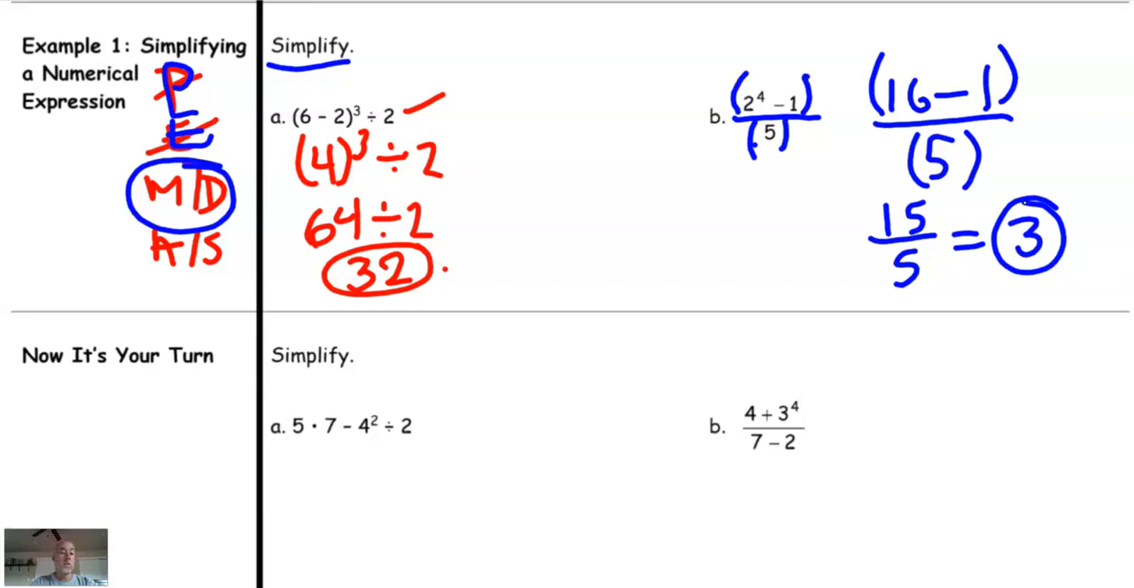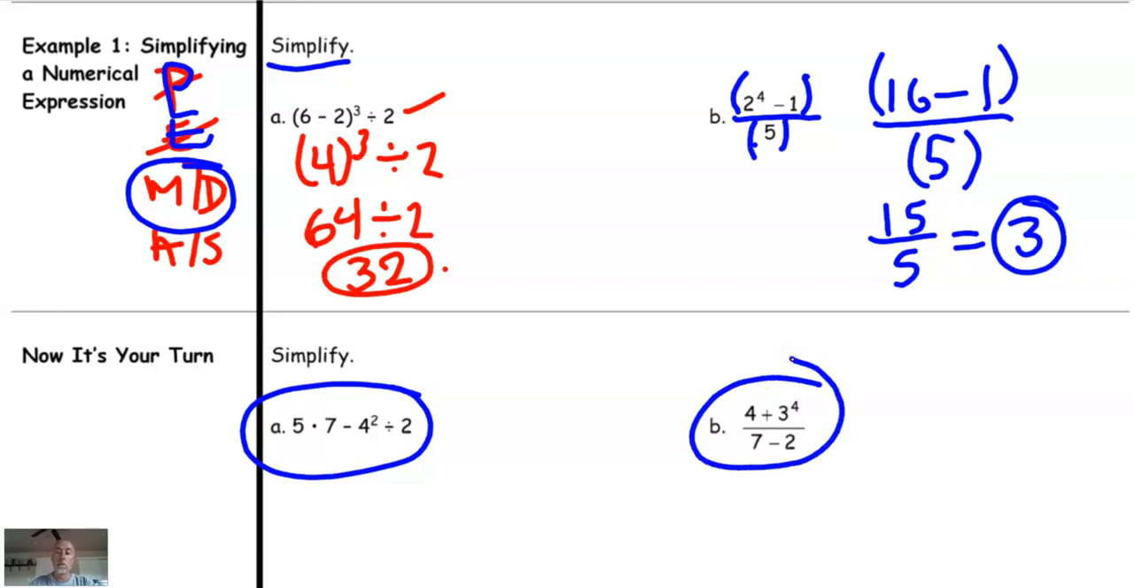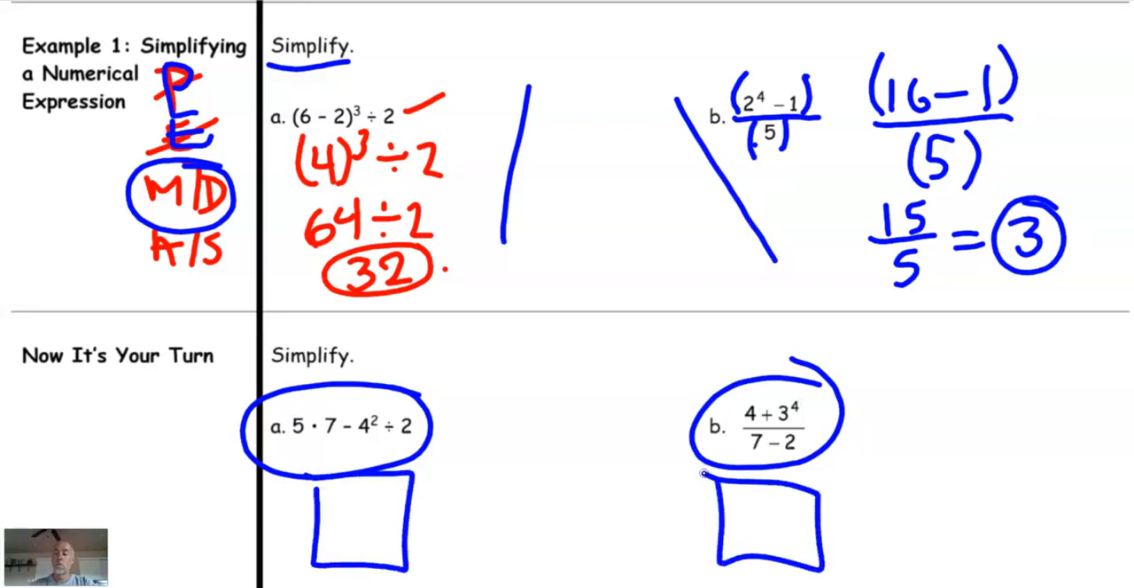So these are just a couple of expressions that require you to use the order of operations. What you can do now is try the next two all by yourself. Now I would suggest that you take a piece of paper and you work the problems out like I have up here and get an answer and then enter your answers when you're done.